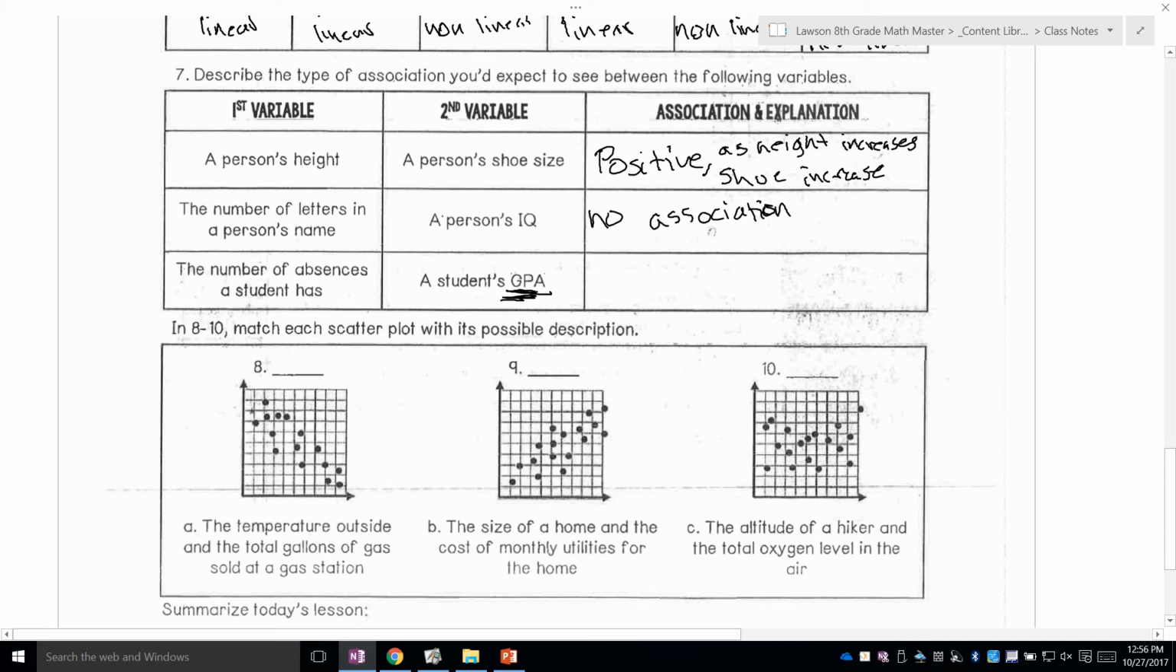So if the absences are increasing, but the GPA is decreasing, you see how they are opposite of each other? That's going to make this a negative association.